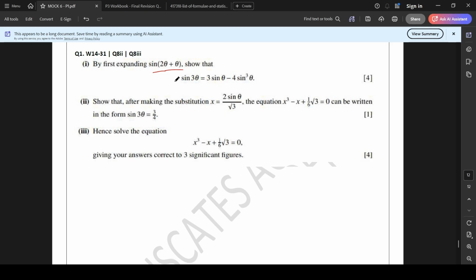You just need to open this with the help of the sine A plus B formula and then convert sine 2 theta and cos 2 theta in the format of only sine theta. And eventually you will get this by simplifying it. So let us directly look into the second part of this question, which is asking us to show that after making the substitution, wherever you are seeing x, if you substitute 2 sine theta over root 3, we can convert the entire equation in the format of sine 3 theta is equal to 3 over 4.